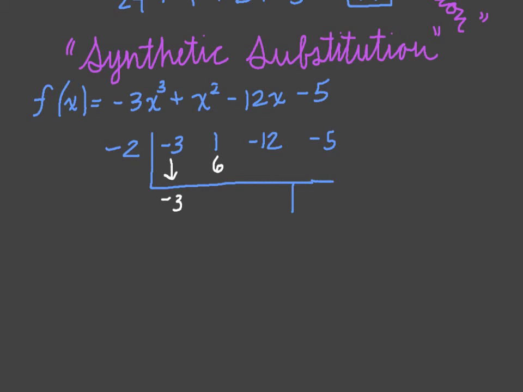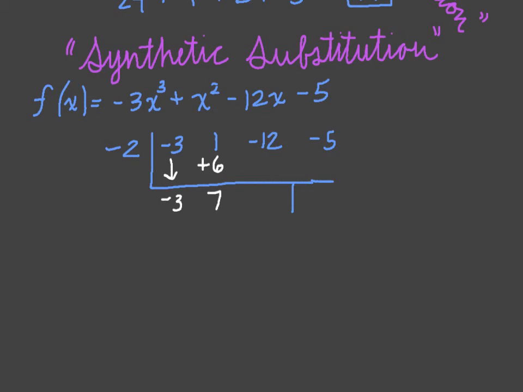Now that you've got that, and remember I said it was positive, so technically you can write this if you want to, but you don't need to. You're going to be adding these two terms, 1 and 6, together, and you're going to write down the sum of those down below, so 7.